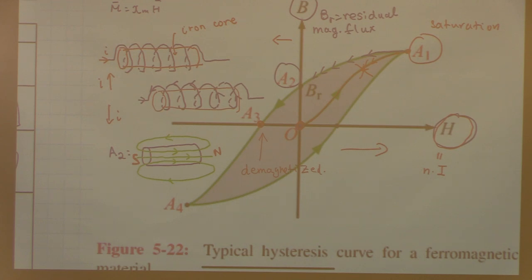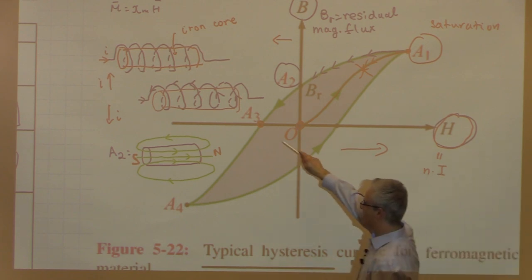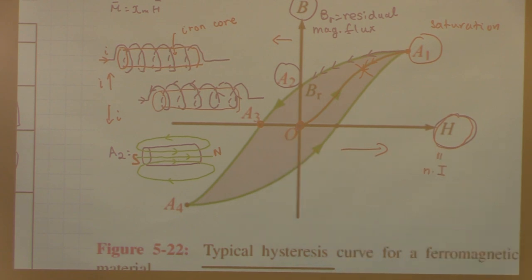In fact, it's not exactly demagnetized. The total magnetic field, the total magnetic flux is zero. The total, to be precise, the total magnetic flux is zero. We have still some magnetic flux because of the magnetic field intensity.